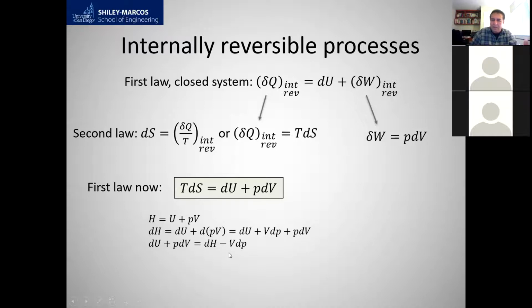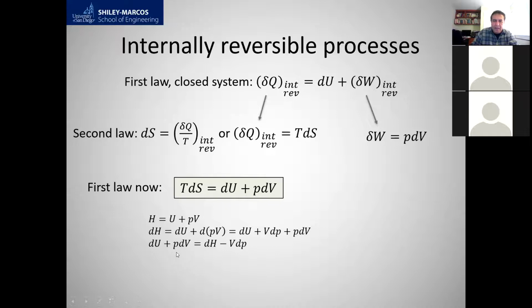Now what do we have in here? dU plus P dV is equal to dH minus V dP. So you rearrange all that, and you end up with this, just a basic rearrangement of the equation.